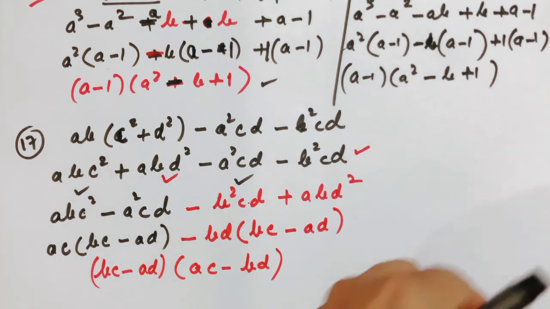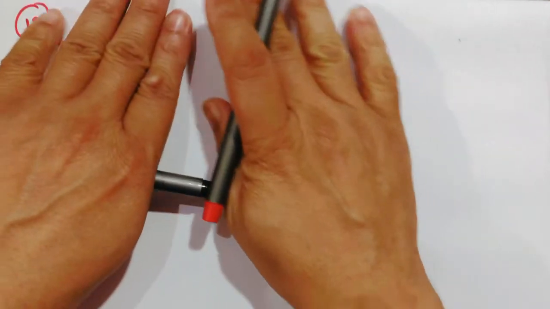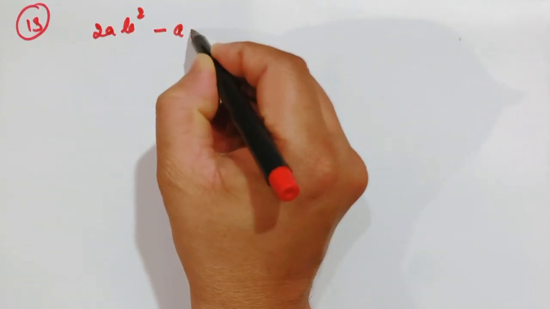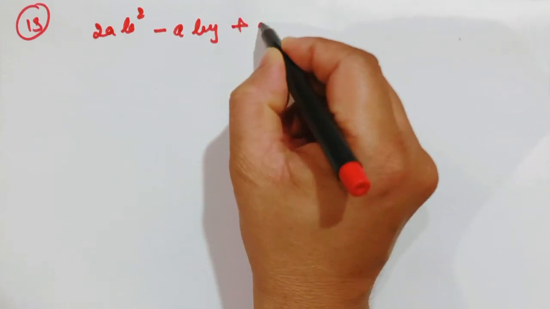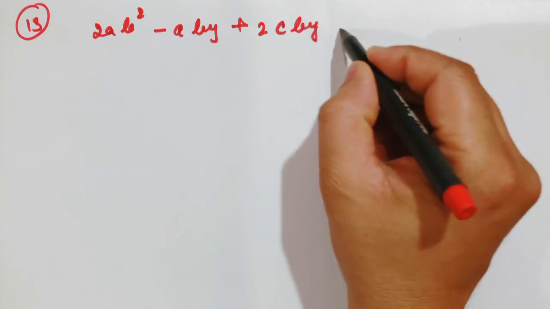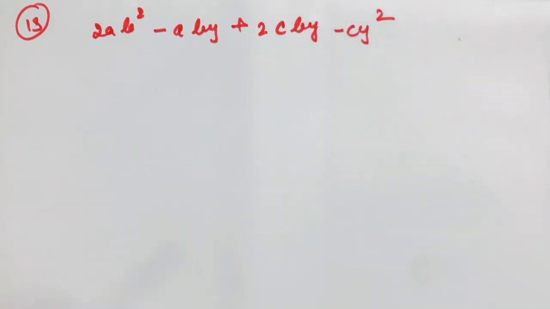ठीक है. नंबर 18 भी कर लेते हैं. जरा 18 में क्या है, कुछ नया है अगर तो बनाते हैं. So in number 18 what do we have? We have 2ab square minus aby plus 2cby minus cy square. So this will have to be factorized.